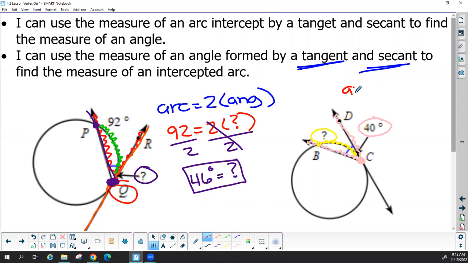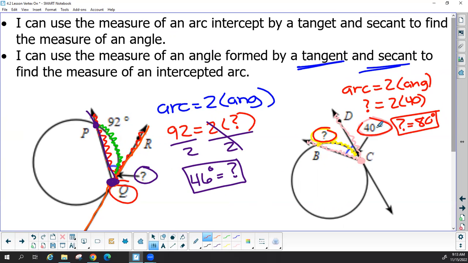And so our arc is going to be equal to 2 times our angle. In this case, our arc is question mark. It's what we're looking for. And our angle is 40 degrees. So we can multiply 40 by 2 and get that our arc is 80 degrees, twice as big as the angle.